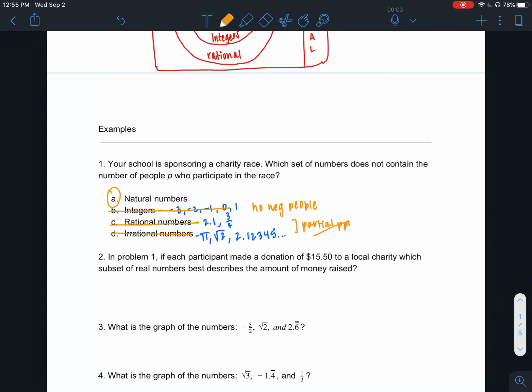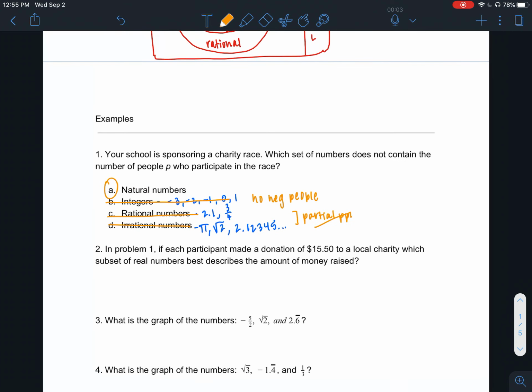Right, then it says, in problem 1, if each participant makes a donation of $15.50 to a local charity, which subset of real numbers best describes the amount of money raised? So we're trying to distinguish, just like in the one above here, which numbers would fit the amount of money raised. So let's think about it again. We want to think of the best one.